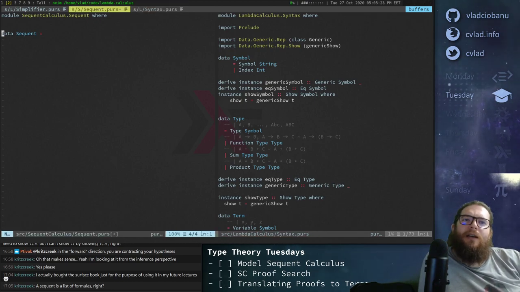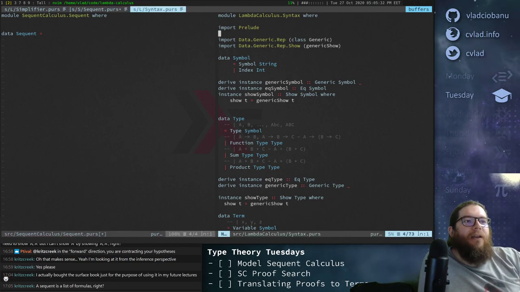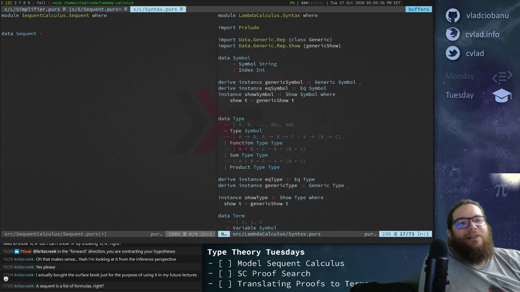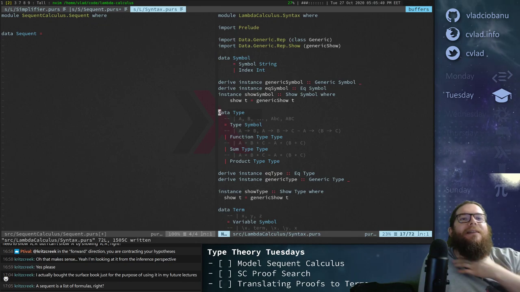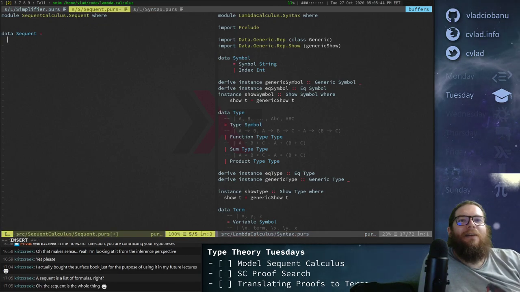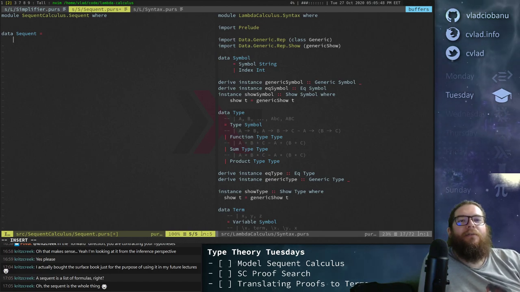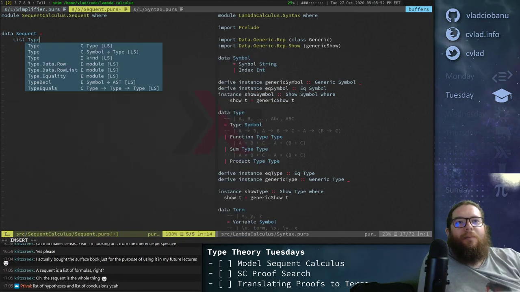It's two lists, right? Because you need to separate the left from the right. But let me explain what I was trying to say. How much do you think we will annoy Didi if we just say that a formula is the same thing as a type and use types instead here? What if we say a sequent is a list of types?